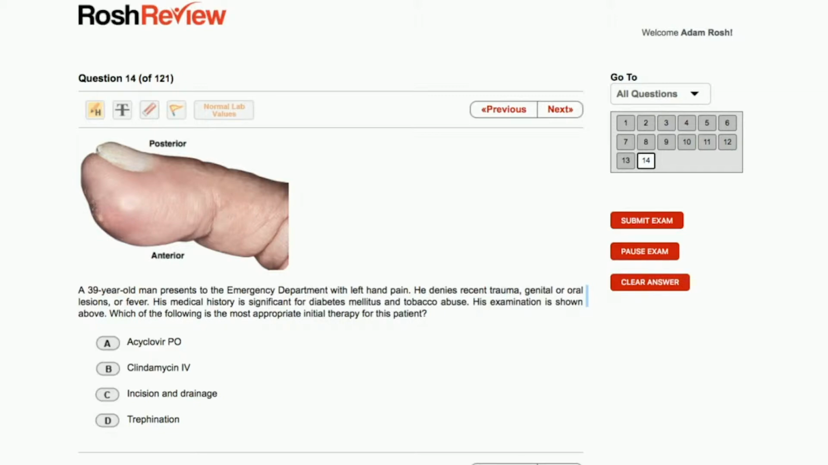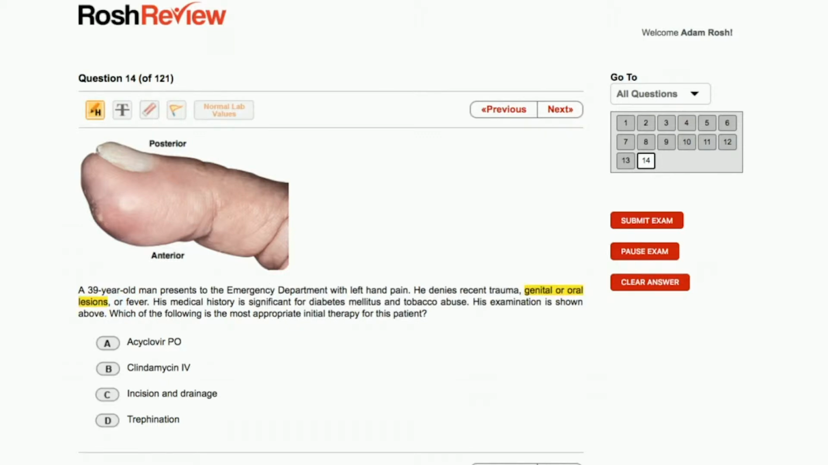All right, this is a second order question. We first have to identify the condition through the history and this wonderful image that we see up here on the question, and then decide on what is the initial therapy that this patient should receive. So a couple hints here. They talk about oral and genital lesions. Well, why would they want to do that?